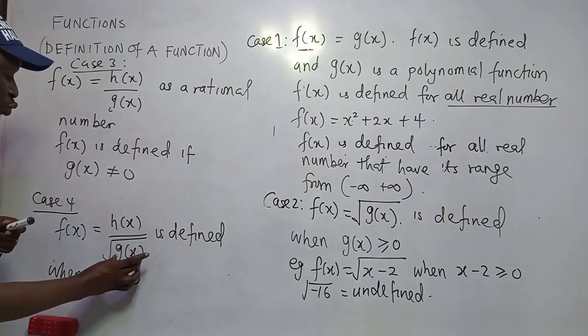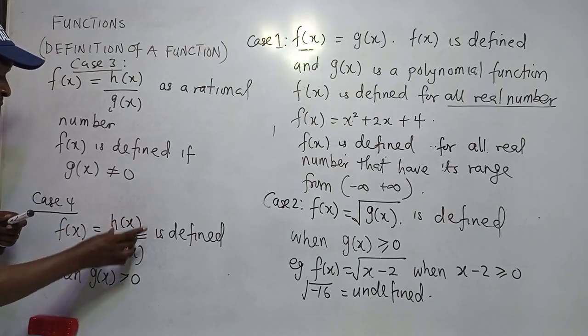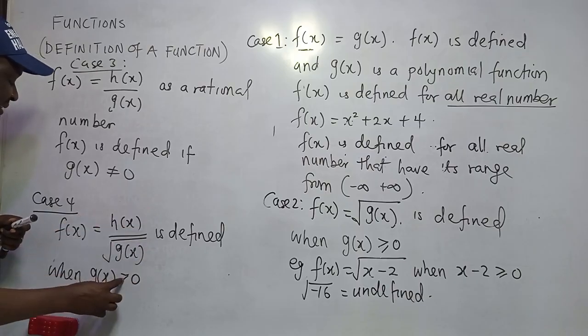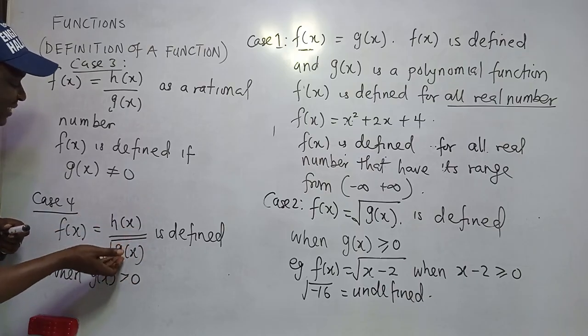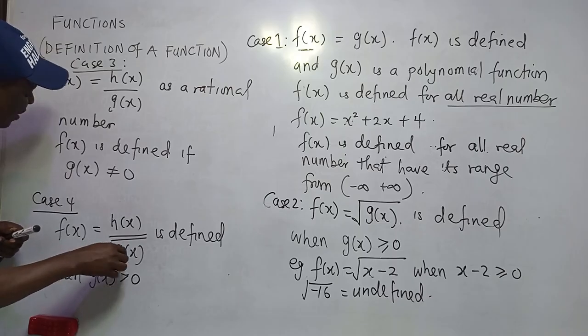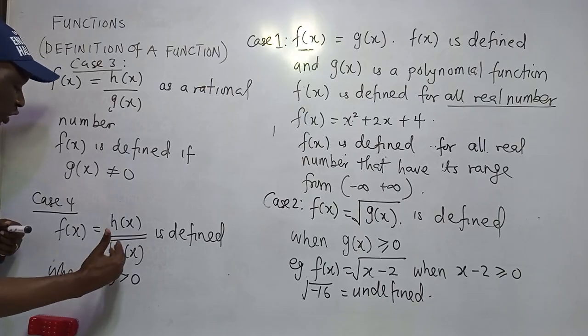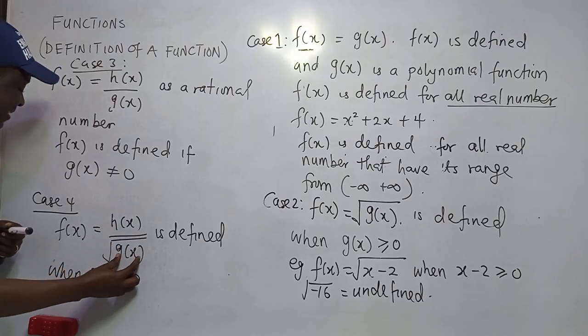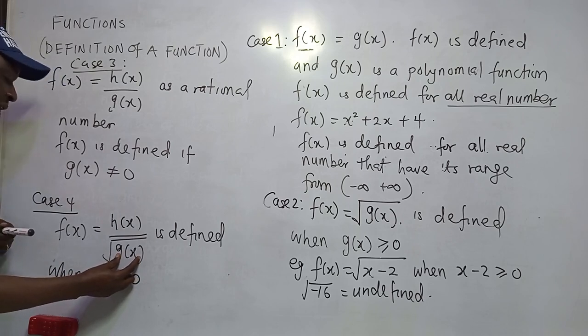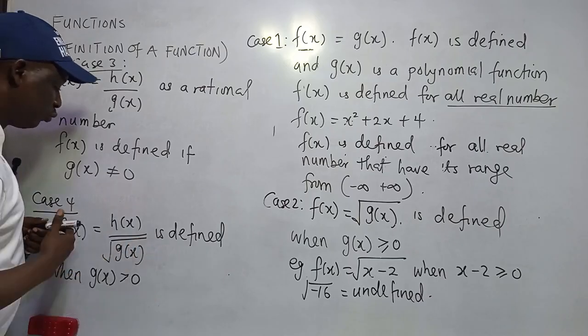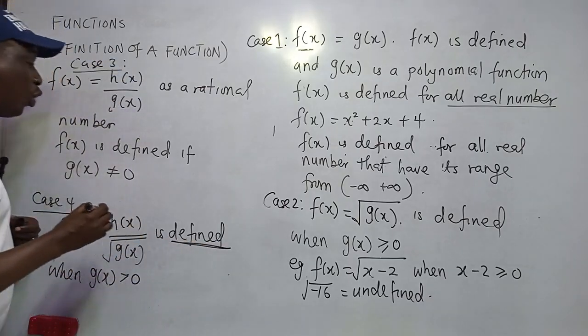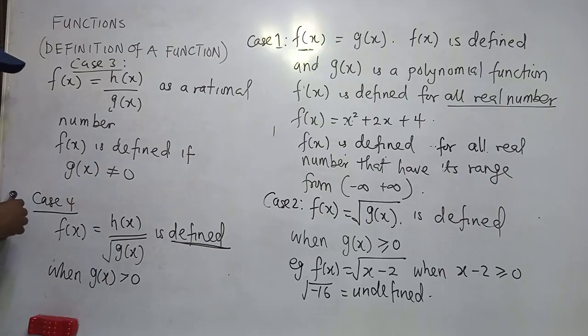You know, when the root is at the numerator, you can say greater than or equal to 0. But since it's at the denominator, you must avoid 0. So as such, anything that is less than 0 or equal to 0 cannot be assumed in this place. If not, it will make the function undefined.